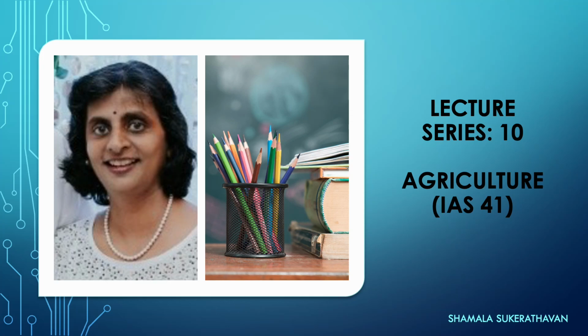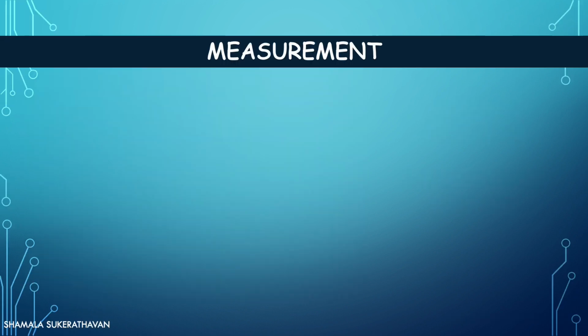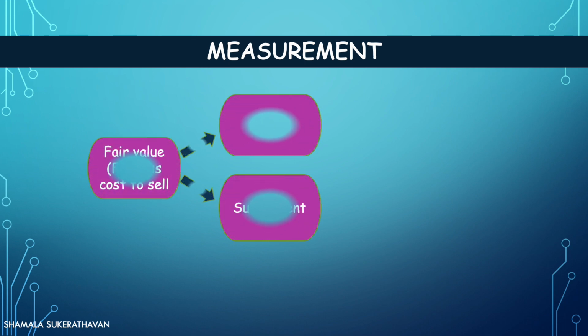Hello there. In the second part of Lecture Series 10, I will look at the underlying principles set out in IAS 41, Agriculture, on measurement, agricultural produce, and government grants related to biological assets. IAS 41 requires biological assets to be measured at fair value less cost to sell on both initial and subsequent measurement. IAS 41 presumes that the fair value of biological assets should be capable of being measured reliably.